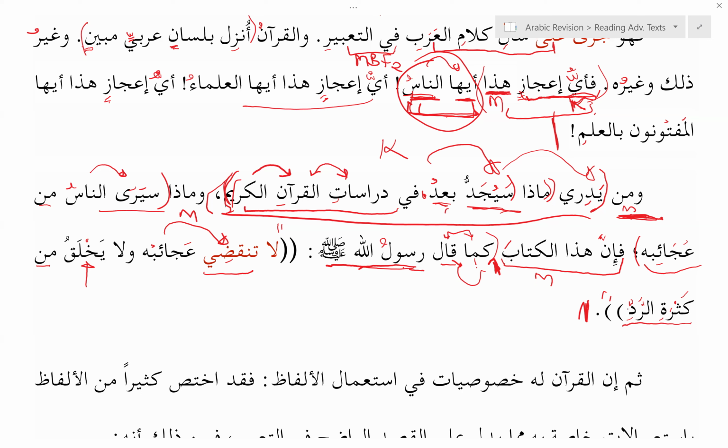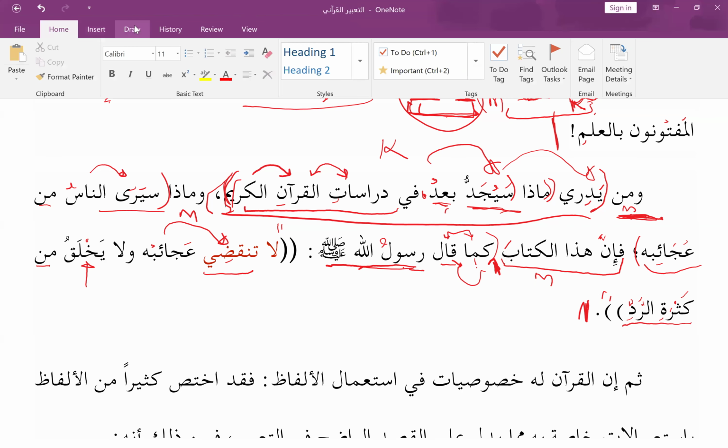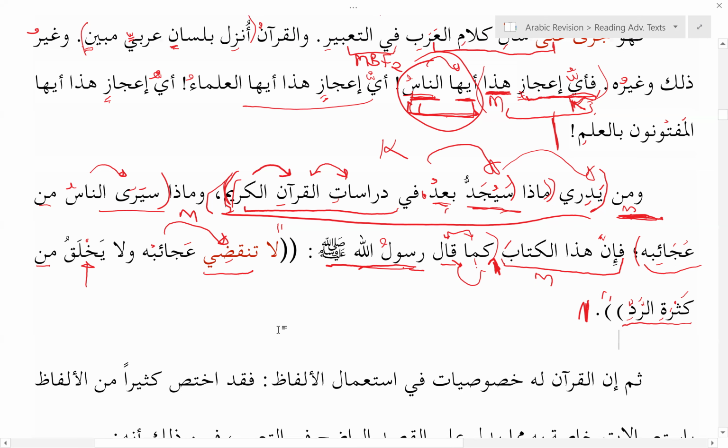Is that clear so far? Any questions? Did we translate this? Not sure. No, we didn't touch it. Okay, I can do that. La tanqadi is don't run out, and ajabuhu is its fa'il, so its wonders don't run out. And yakhluqu, it would not be worn out, min kasrati raddi, from much repetition. So indeed, this book, just as the messenger of Allah said, sallallahu alaihi wasallam, that its wonders don't run out, and much repetition would not wear it out.